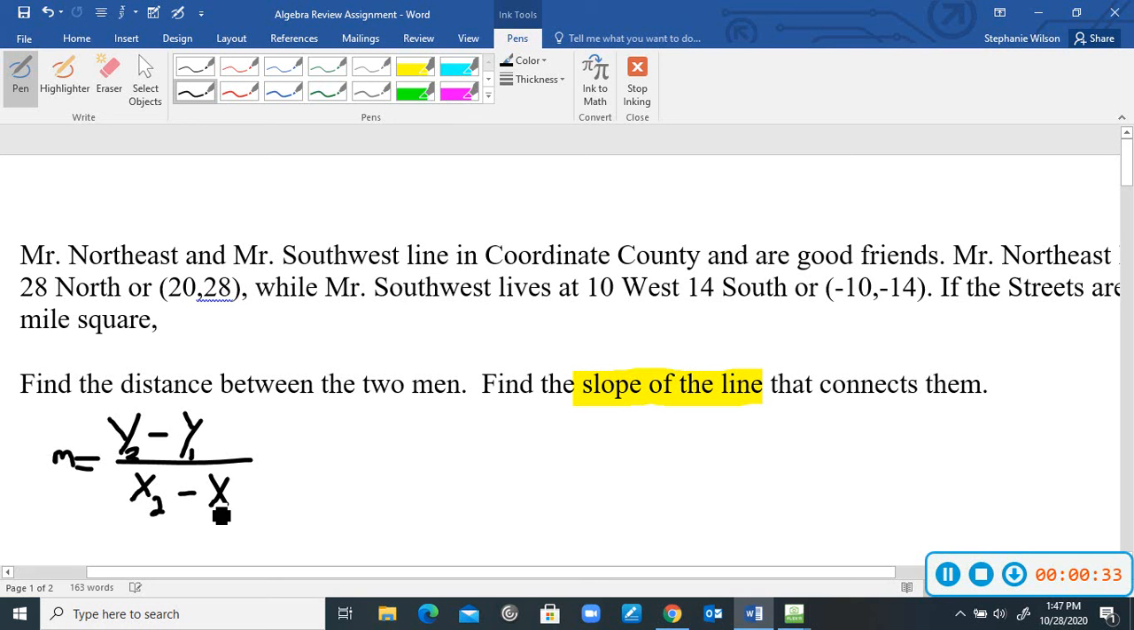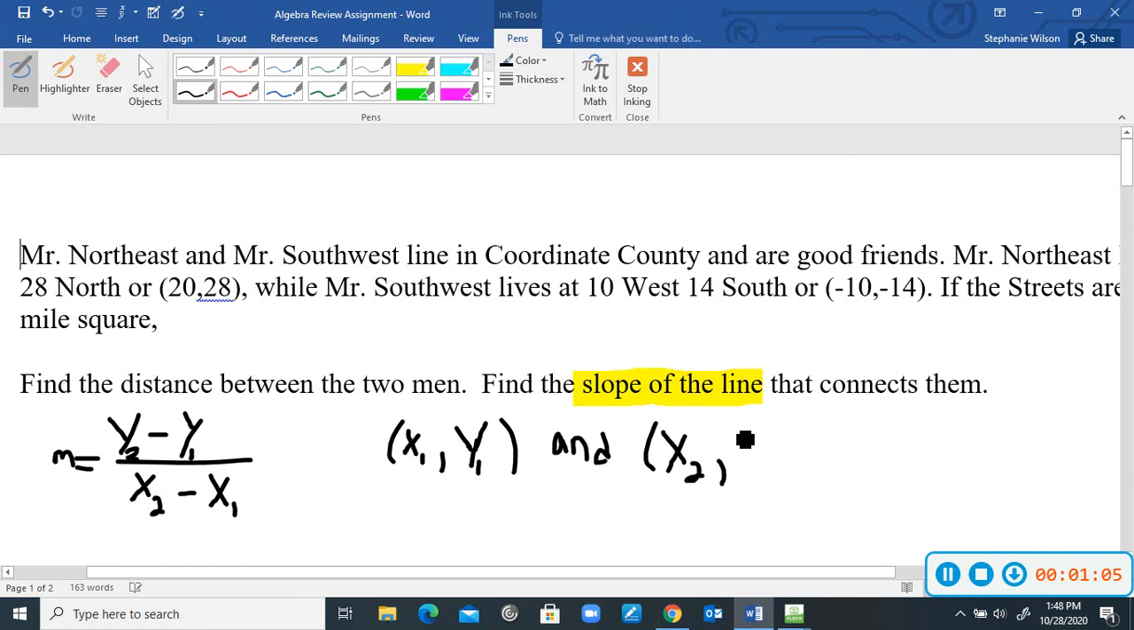So a little helpful hint over here is that we know we have two ordered pairs. In order to find a change, you have to find at least two ordered pairs. And I'm going to call this first ordered pair my x1, y1. And then I'm going to have another ordered pair, and I'm going to call it my x2, y2.